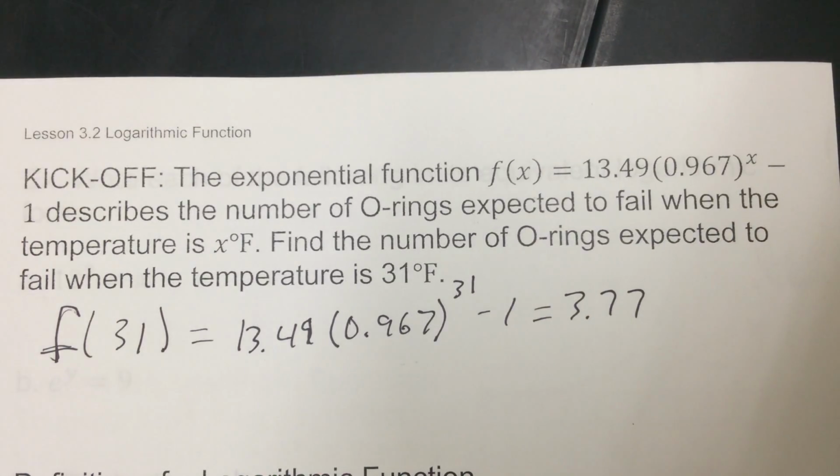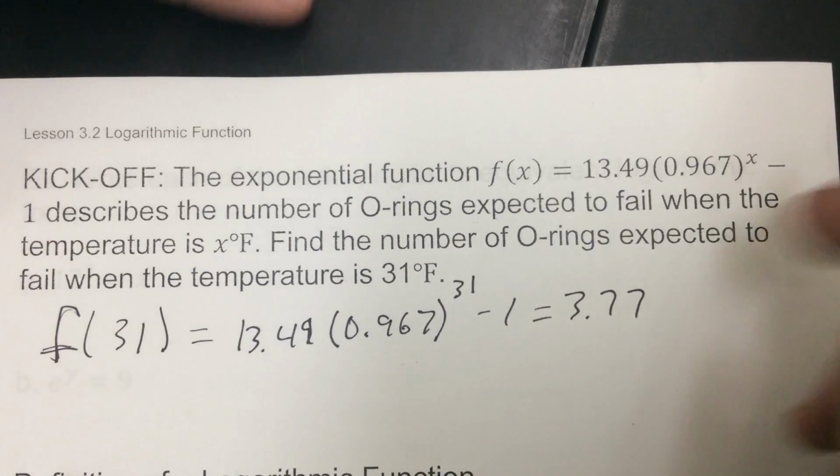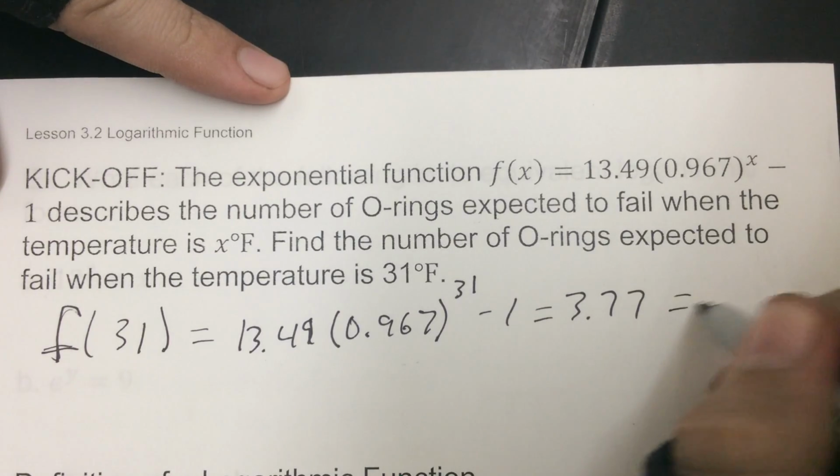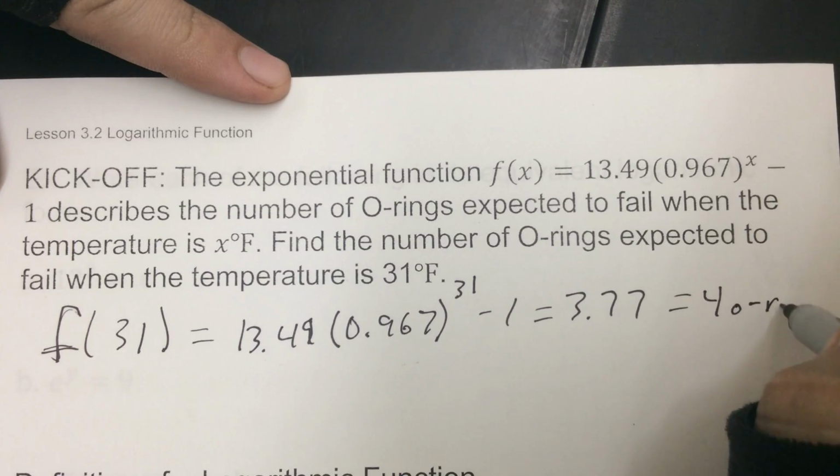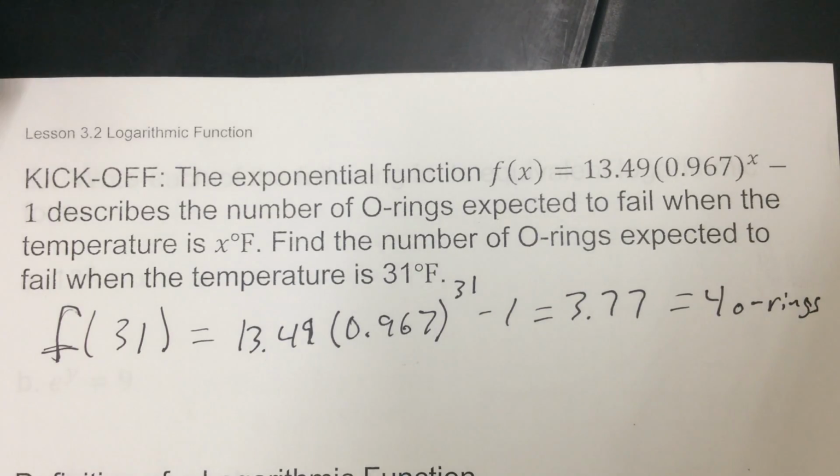Now, if part of an O-ring fails, it's a whole O-ring that fails. It can't be, well, 3.5 O-rings failed. No, 4 of them did. So we're going to round this up to 4 O-rings. And that would be our solution.